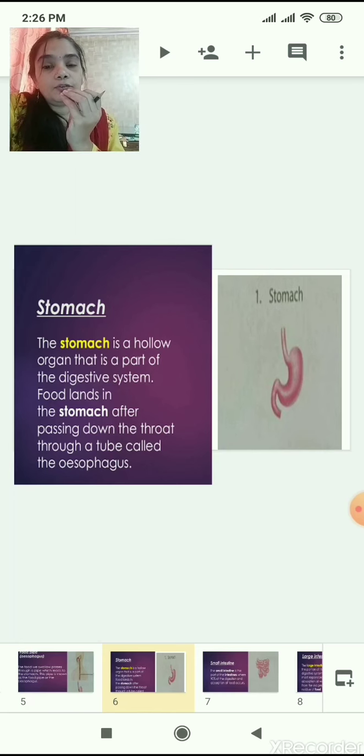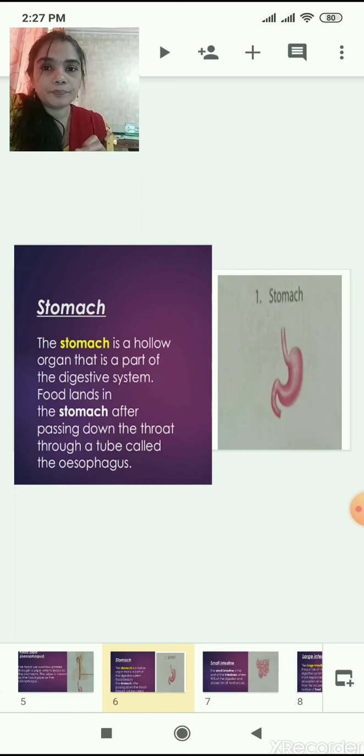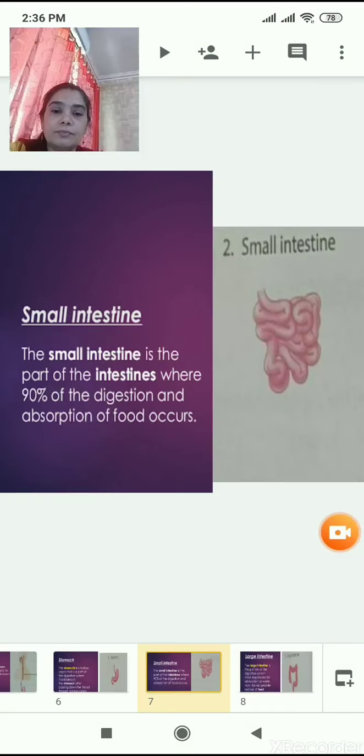So when we eat food, it passes through the food pipe or esophagus. Then the food lands in the stomach and the stomach starts churning the food with the help of some digestive juices. And the food remains in the stomach for how many hours, children? Yes, up to 3 hours it remains in the stomach. I hope you understood the process of digestion that takes place in the stomach.